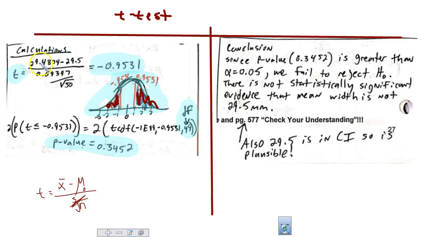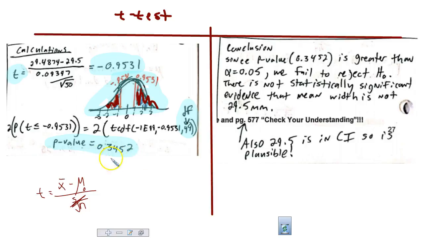Now I got the 29.4874 and the 0.09347 from that table. That was the mean and standard deviation of the sample. It was given to us. Well, the real question we're asking here to get a p-value is what's the probability that we would get an outcome like 29.4874 or something more extreme? And in this case, we're looking at less than negative 0.9531 as a t-score and greater than positive 0.9531. We get a p-value of 0.3452.